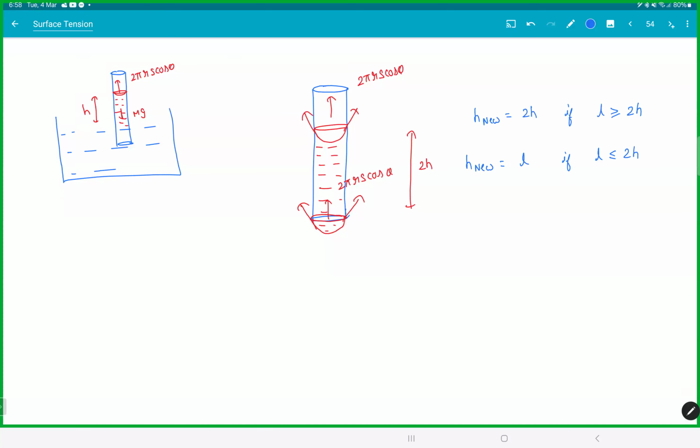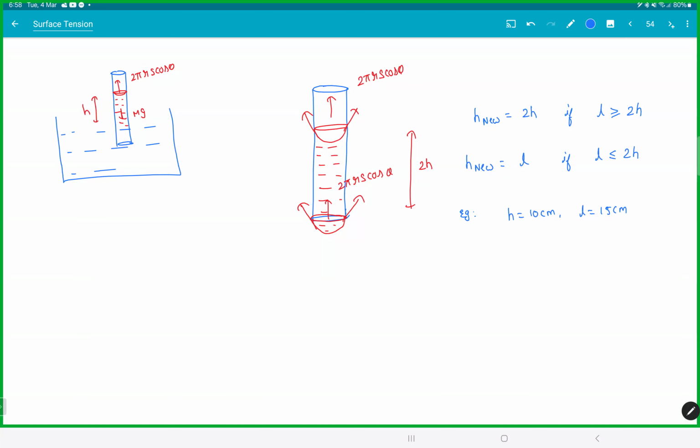Why is that? Example, देखो. Let's say h was 10 centimeters. The length of the pipe was 15 centimeters. Now, what is the meaning of 2h? I can balance up to 2h, right? That is the meaning, right? I can balance up to 2h, but what is the length of the pipe? 15, isn't it? I can balance 20 centimeters, but the pipe is only 15 centimeters.